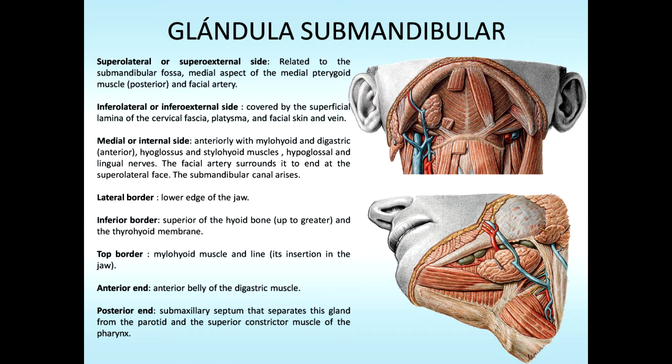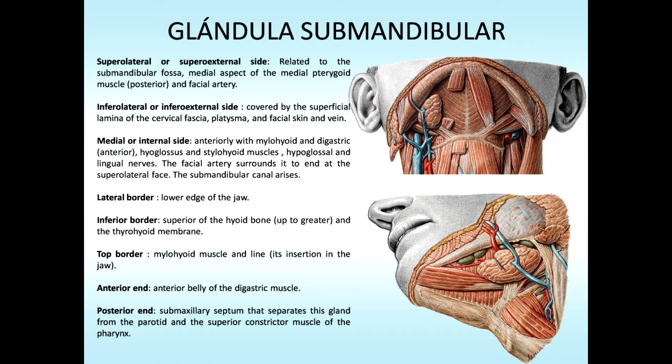Now, let's have a look at the submandibular cell. We can consider that it has the shape of a pyramid with a triangular shape with three sides, three borders, and three extreme points. There is a superolateral or superexternal side which is related to the submandibular fossa of the mandible. On this side, the submandibular gland is related also to the medial pterygoid muscle at the posterior part and also to the facial artery.